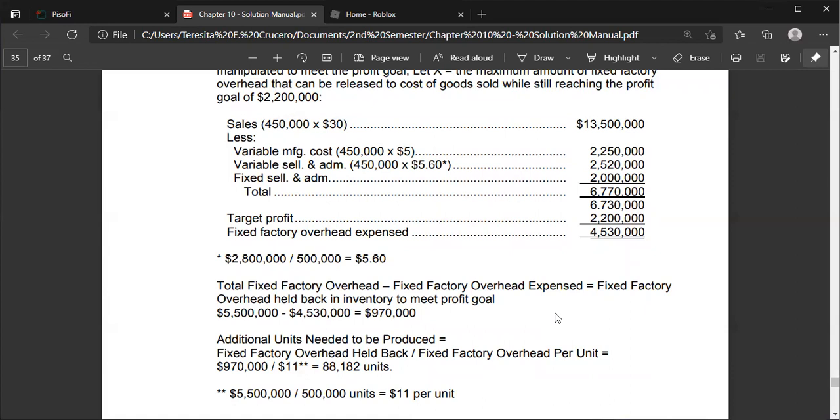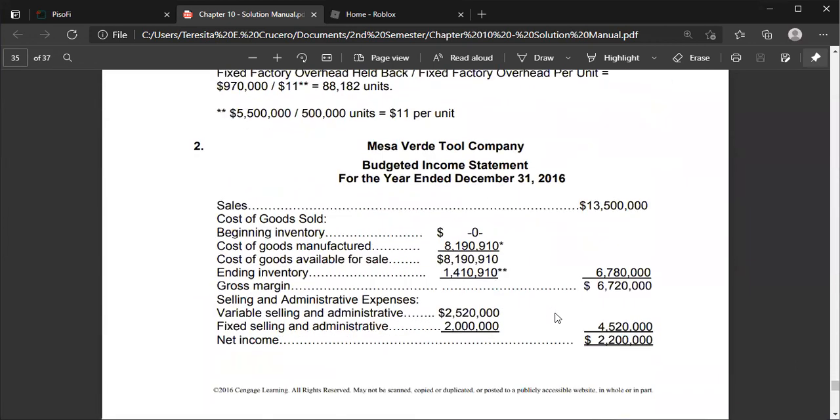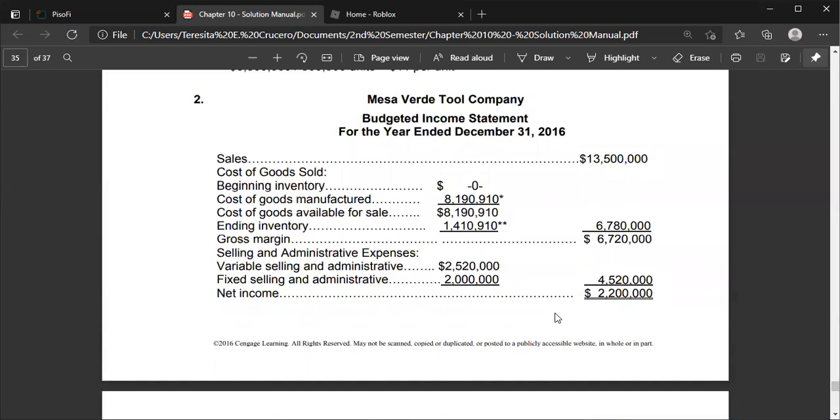Okay, so we now get the fixed factory overhead held back divided by fixed factory overhead per unit. So we now get 970,000. Then we divide that by 11. So we have 5,500,000 over 500,000. Now you are going to get the units. And finally, we have the per unit. Okay, that's 11. And in requirement number 2, prepare an absorption costing income statement to prove your answer.